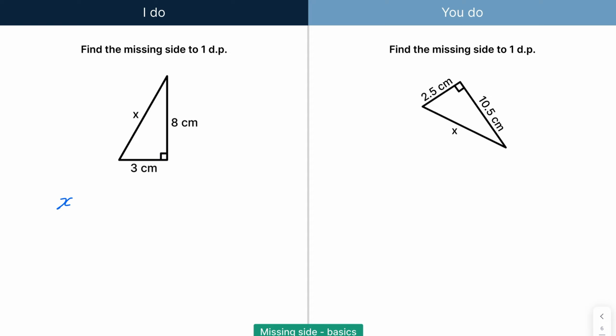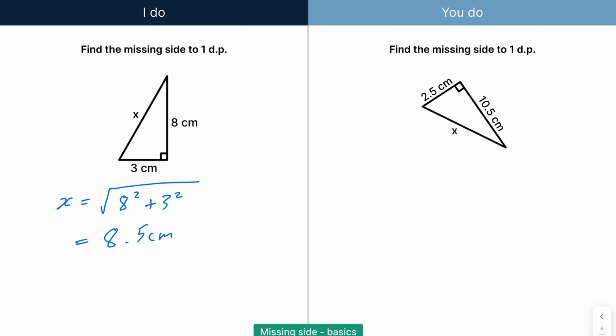Now, to find the longest side, we can use the formula, which is the sum of the other two sides squared. So all I've done here is I found the square root. I've written the square root of this squared plus this squared, and that is my answer. If I now type that into my calculator, I can do 8 squared plus 3 squared, and I get an answer of 8.5 centimeters to 1 decimal place.